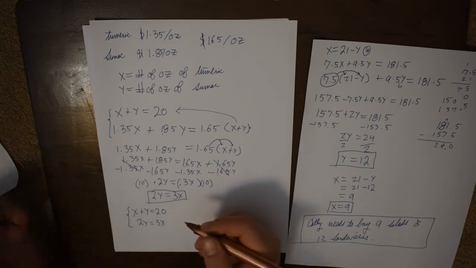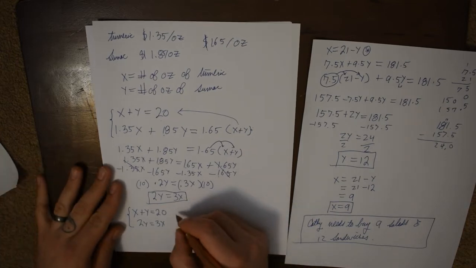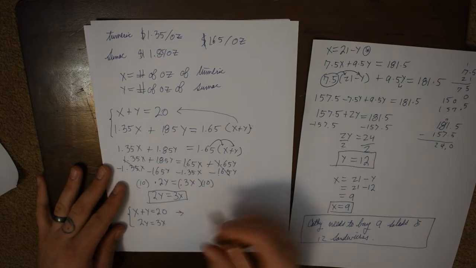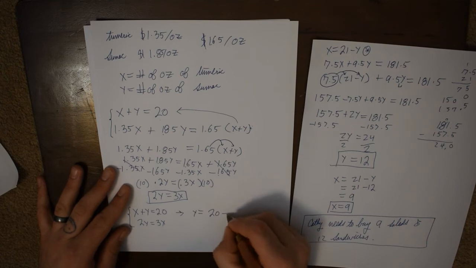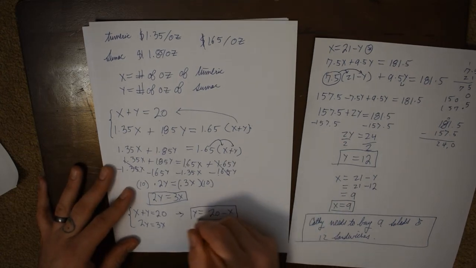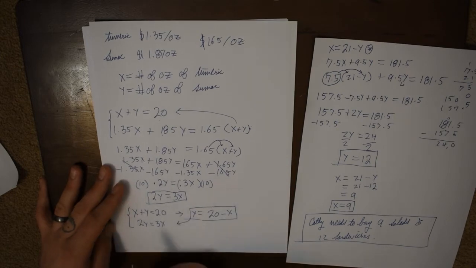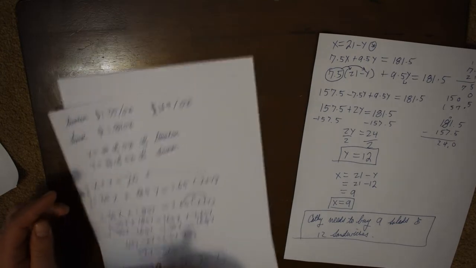So once again, I'm going to solve using the process of substitution. I'll take this top equation and I'll solve for y. We'll get y being equal to 20 minus x. And now that we know what y is, let's plug it into the bottom equation. I'm just going to rewrite this system.